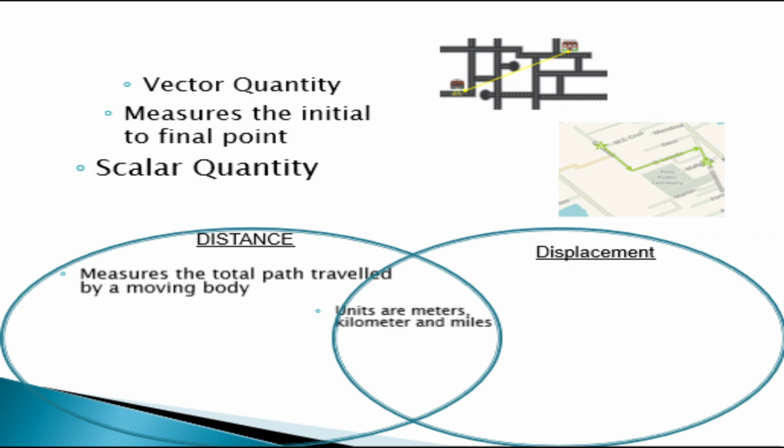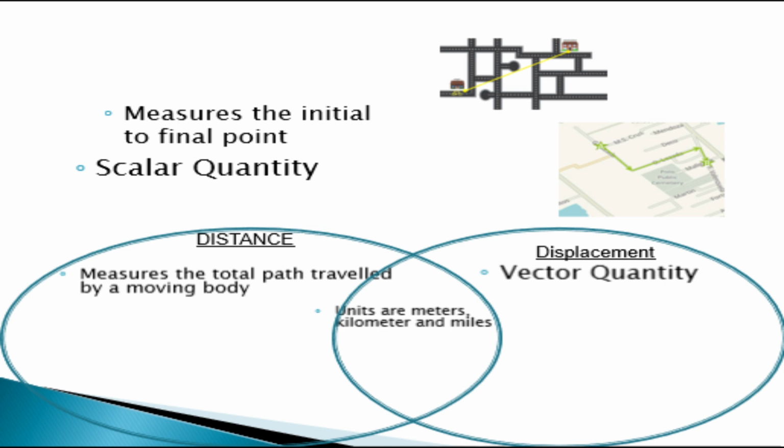Next one, vector quantity. So this is for displacement, correct. Vector quantities are quantities with both magnitude and direction. So therefore, displacement has both magnitude and direction.